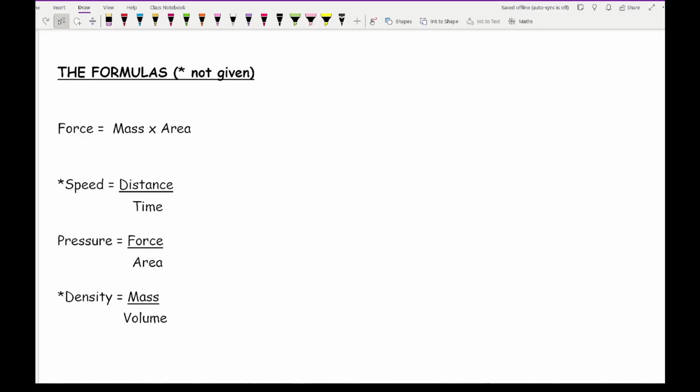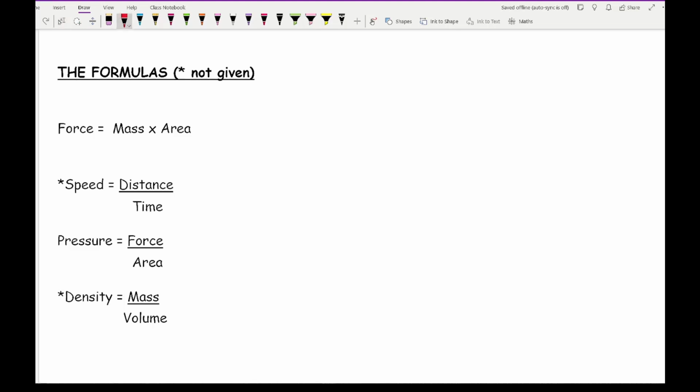Now in terms of the formulas that you need to learn for compound units, these are probably four of the most popular ones. The ones with little asterisks are the ones that you need to know off by heart, whereas with force and pressure you will tend to be given those in the question itself. Now one way to learn the units for speed, pressure and density is to actually look at the units.